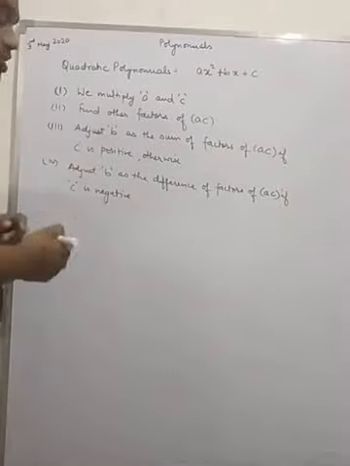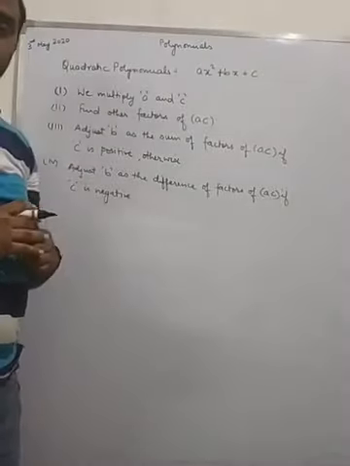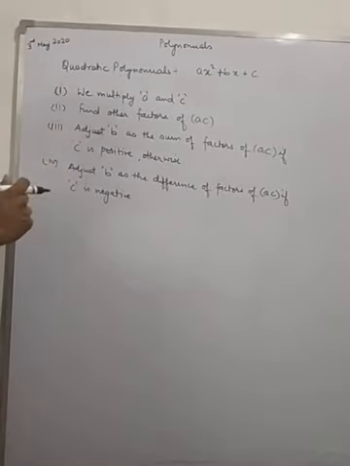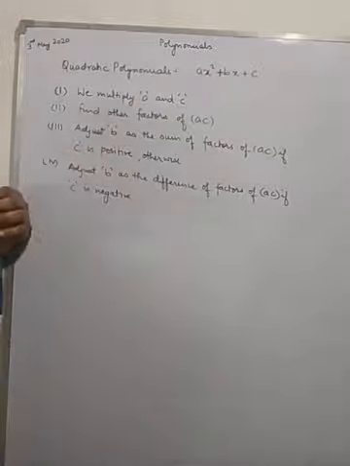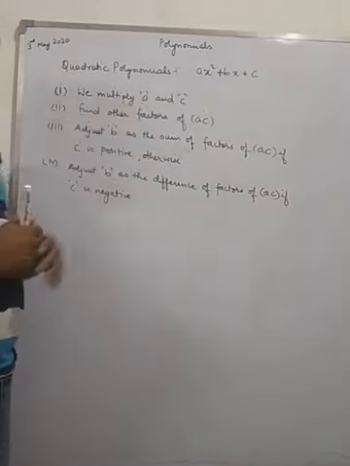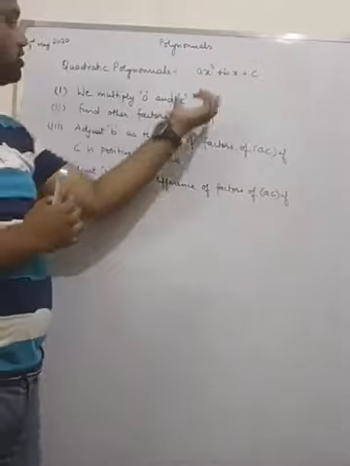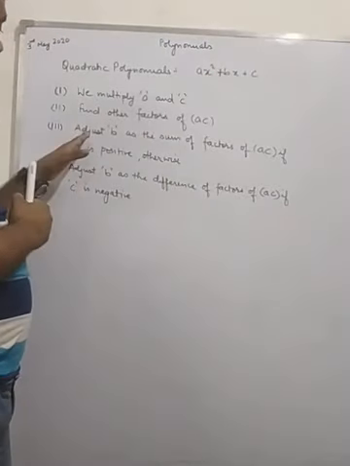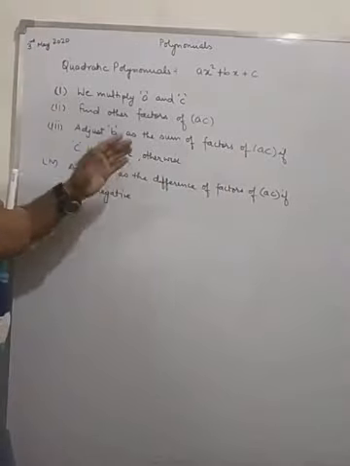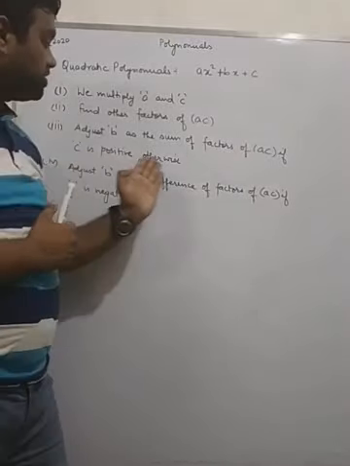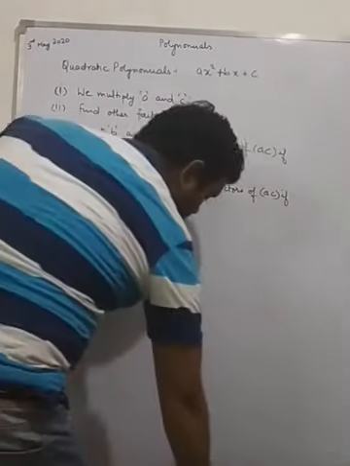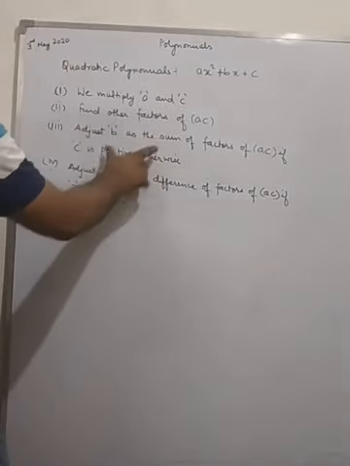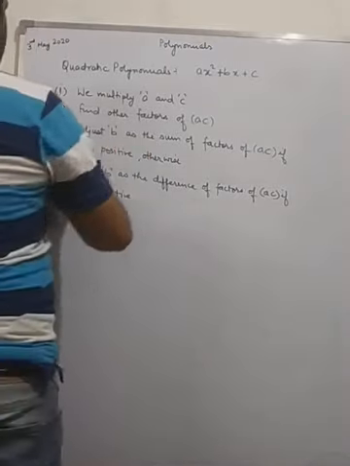We will discuss one question on both the cases. So let us again repeat this. In the factorization of a quadratic polynomial, we multiply A and C. After this, we find some factors of this number AC, and we adjust B as the sum of factors of AC if C is positive. Otherwise, we adjust B as the difference of factors of AC if C is negative. So let's discuss some problems based on the third step and the fourth step.